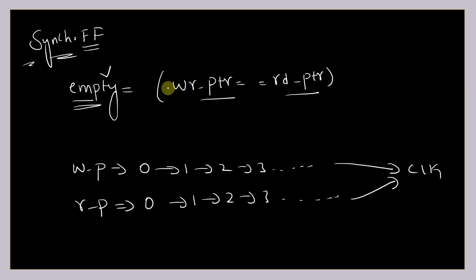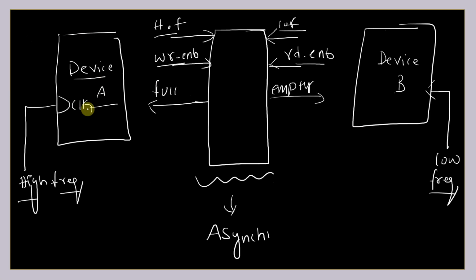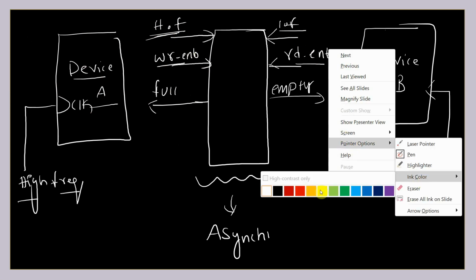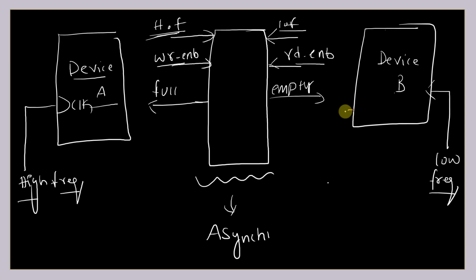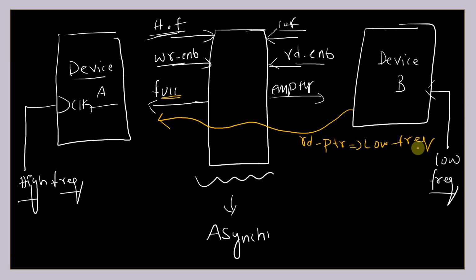So that means the device which is writing the data is not going to have the information of the read pointer, because it is working with the high frequency clock, and the read pointer is happening with respect to the low frequency clock. So what is the requirement over here? The read side, or the device B side, should send the read pointer information to the write side. For calculating the full condition, the read pointer works with the low frequency clock, and the write pointer works with the high frequency clock.